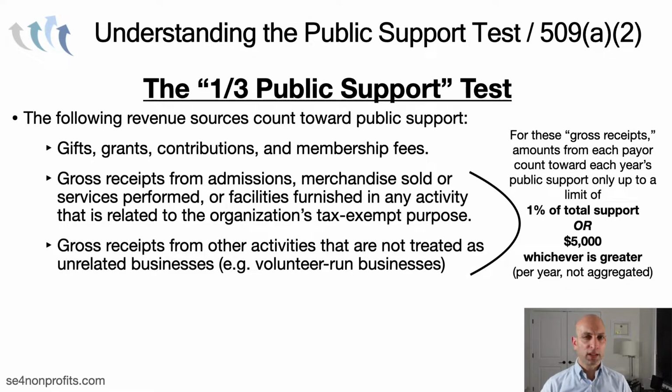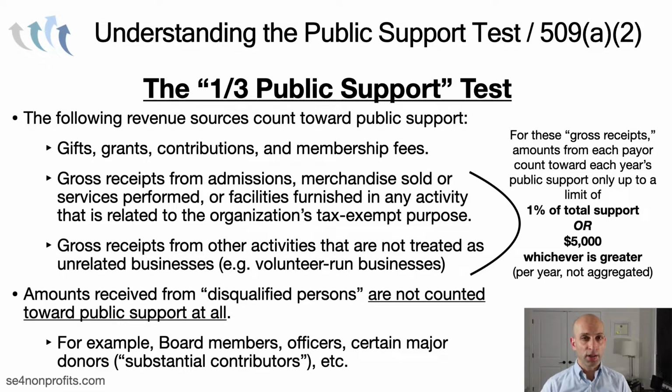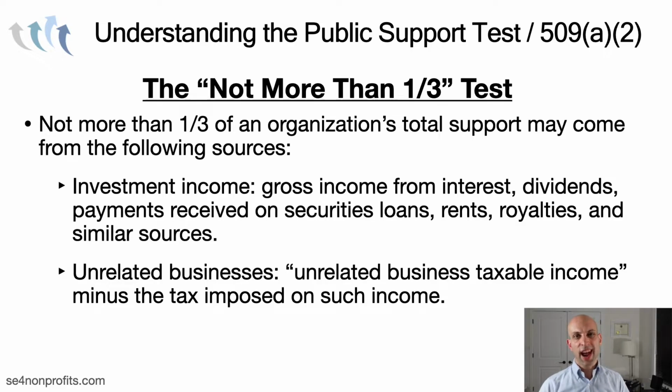There's also a very important exclusion in the 509(a)(2) test, in that amounts received from disqualified persons are not counted towards public support at all. So this includes your board member contributions, donations from officers, as well as certain major donors, which are referred to as substantial contributors, which can be a bit complicated, but just be aware that this is a major downside of the 509(a)(2) test. Turning now to the not more than 1/3 test, this says that no more than 1/3 of an organization's total support can come from investment income or unrelated business revenue.